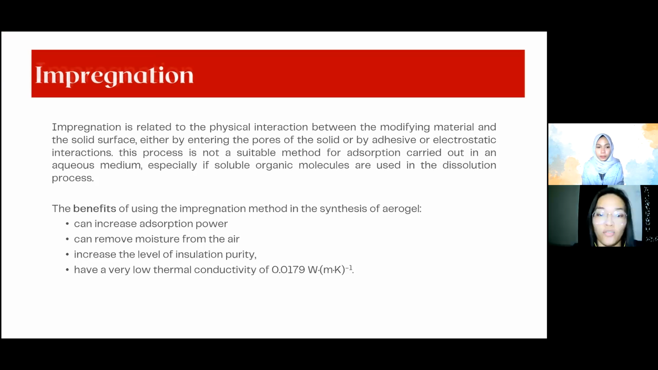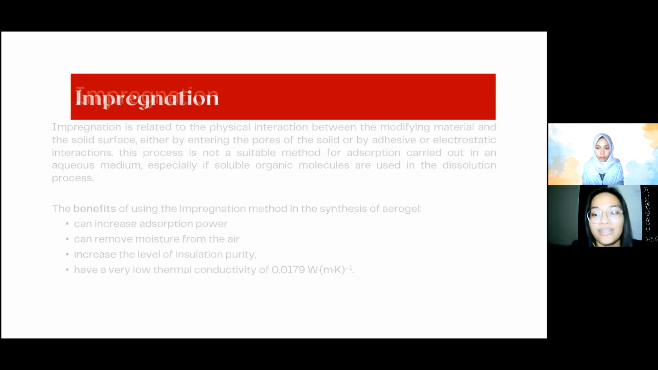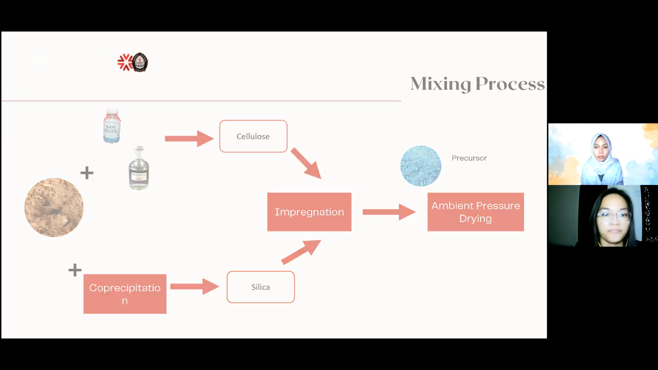So the mixing process to get the internal insulator begins with the extraction method by extracting cellulose using 15% sodium hydroxide and 1 molar hydrochloric acid because it provides a high cellulose content of 95% and is free from lignin. While silica can be extracted from bagasse with the co-precipitation method. After the silica aerogel and cellulose aerogel are extracted, the two components are mixed with impregnation and dried with ambient pressure drying with sodium silicate as a precursor. Next.